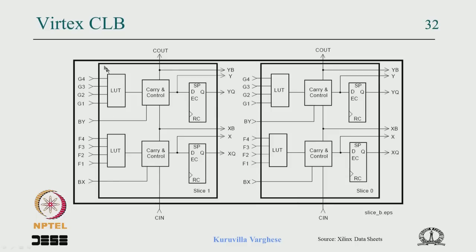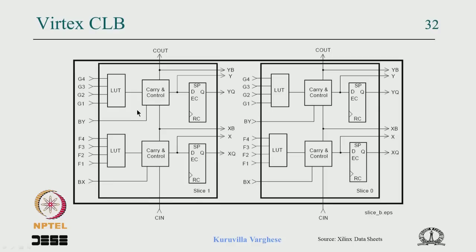So let us come to this Virtex configurable logic block. Okay, so a configurable logic block is this. This is the top level schematic, taken from the Xilinx data sheet, and it has two identical slices. Xilinx calls it a slice. So this is a slice and this is another slice, and within one slice you have two identical blocks. Okay, so one CLB is two slices, and one slice has two identical parts.